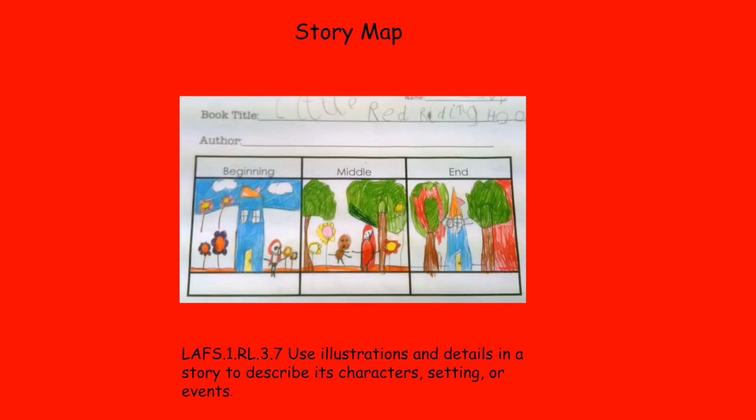The third thing that we learned, if you remember, I asked you to draw a story map of your own using pictures and crayons and markers. So the other standard that we used was using illustrations and details in our story to describe its characters or settings, because sometimes we can't find the words to describe something, but we can recall the pictures. So here you see, this is an example. This is not from our book. This is from another book, Little Red Riding Hood. But as you can see, it says beginning, middle, and end. This is how you use illustrations or pictures and details from a story to describe its character, setting, or event.